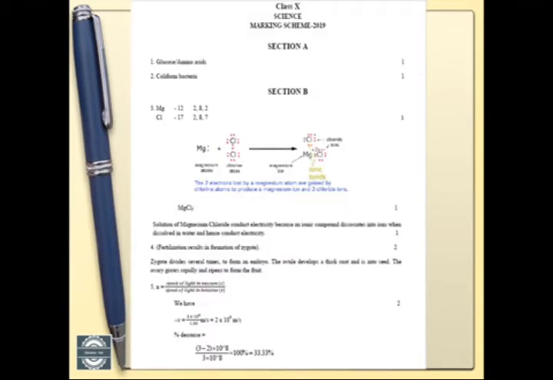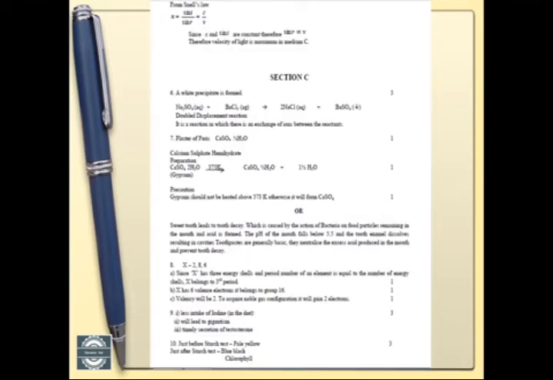Just one thing, this is the marking scheme. See here, section A, where glucose or amino acid, from there the question number 1 will come, and coliform bacteria, from there another question will come. This is group A. Now in group B, there is magnesium, chlorine, this detail is given on the screen, where magnesium plus chlorine, two particles, come and give you MCl2, this type of bonding. What you can see on the screen is that the solution of magnesium chloride conducts electricity because the ionic compound dissociates into ions when dissolved in water. This type of question will carry 1 mark each.